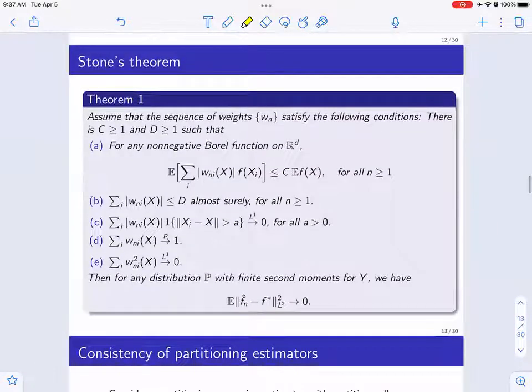So Stone's theorem was something like that. If you have these, let's say 5 conditions, then these local averaging estimators would be universally consistent, for any distribution p on x and y. So this is the joint distribution of x and y. And we care about all the joint distributions for which y has finite second order moment. Then this L2 distance between the two functions goes to 0.